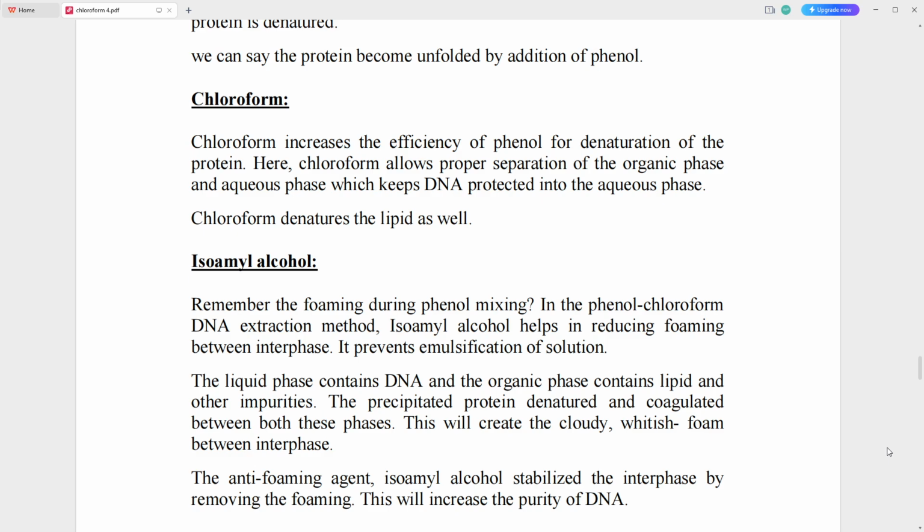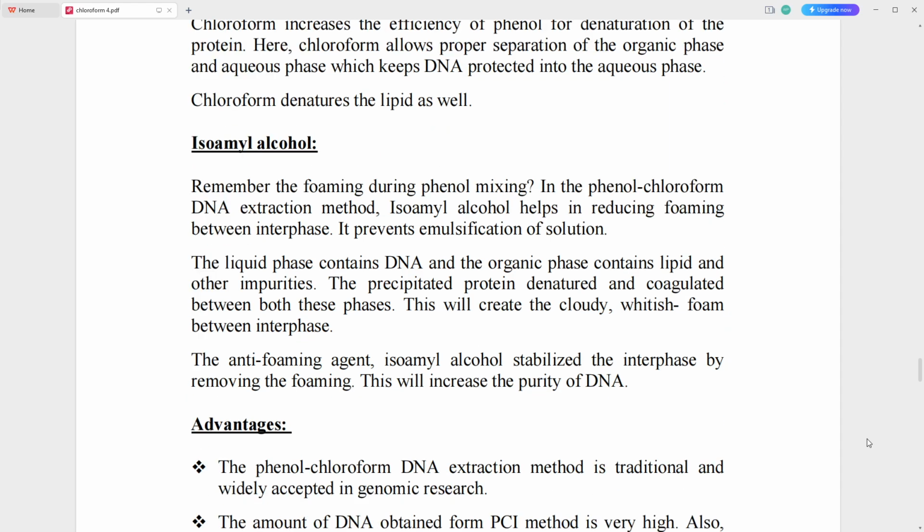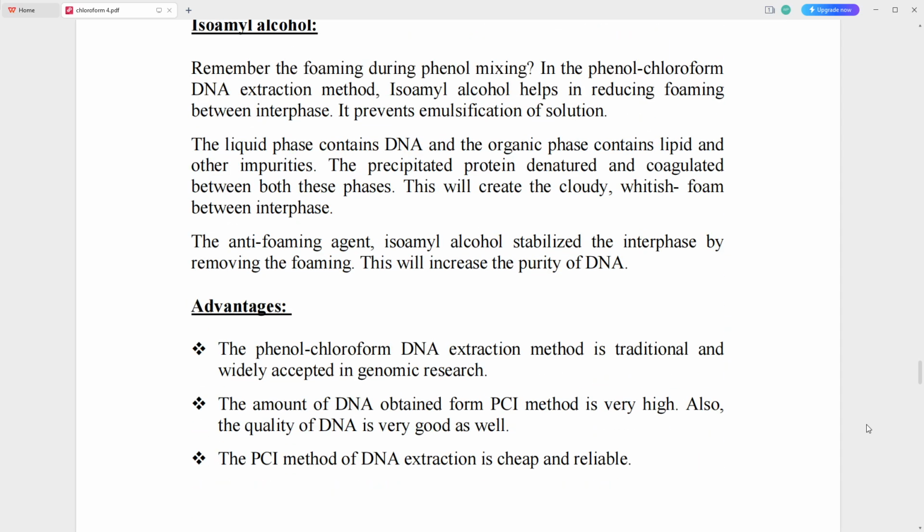Isoamyl alcohol. Remember the foaming during phenol mixing. In the phenol-chloroform DNA extraction method, isoamyl alcohol helps in reducing foaming at the interface. It prevents emulsification of the solution. The liquid phase contains DNA and the organic phase contains lipids and other impurities. The precipitated protein is denatured and coagulated between both these phases. This will create a cloudy whitish foam at the interface. The anti-foaming agent isoamyl alcohol stabilizes the interface by removing the foam. This will increase the purity of DNA.